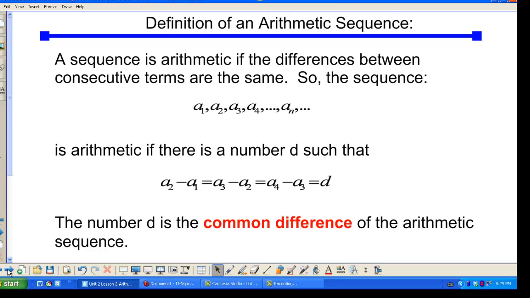So if we have a sub 1, a sub 2, a sub 3, a sub 4, all the way to a sub n, so the first term, the second term, the third term, the fourth term, all the way up to the nth term, that is considered arithmetic if there is a number d such that when you take the difference, if I take a2 minus a1, and a3 minus a2, and a4 minus a3, you get a common difference of the arithmetic sequence.